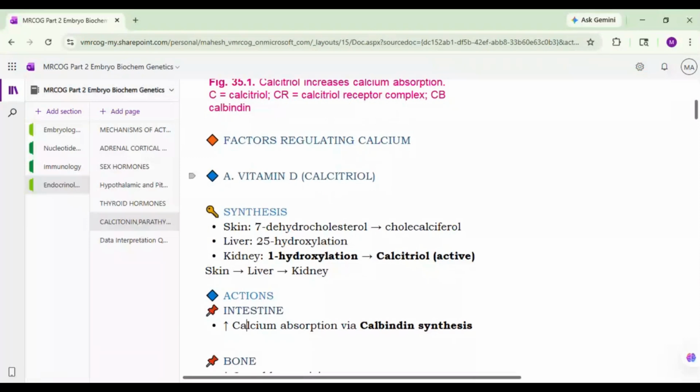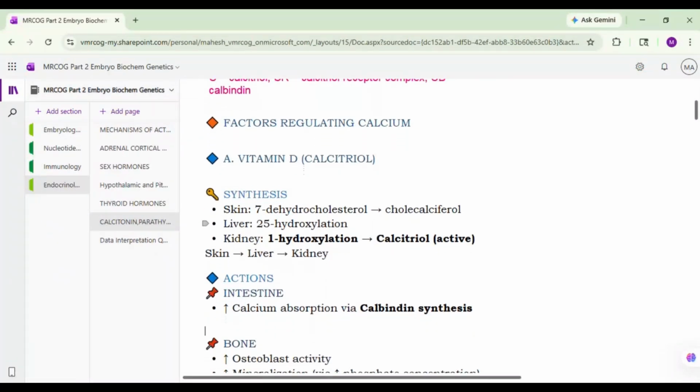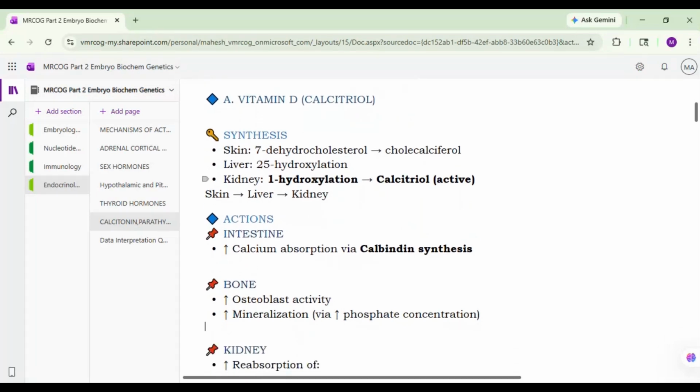So what are the factors regulating the calcium? It is vitamin D, or calcitriol. For vitamin D also there are questions which are asked. In the skin you have 7-dehydrocholesterol, which gets converted into cholecalciferol. In the liver there is a 25 hydroxylation. Then in the kidney there is a 1 hydroxylation forming calcitriol, which is the active form. So from the skin it goes to the liver, and the final step is in the kidney.